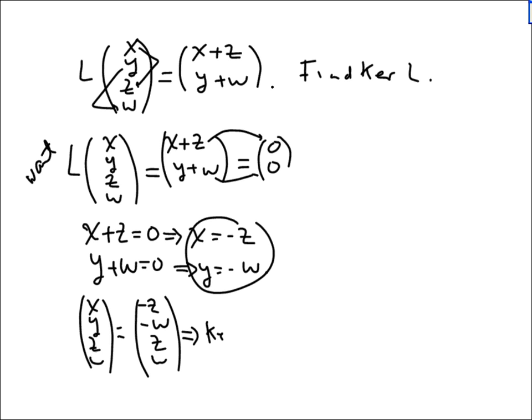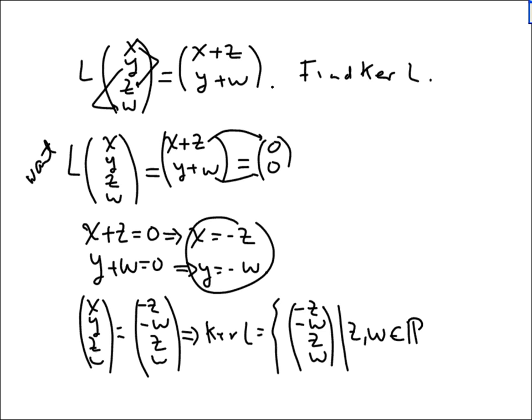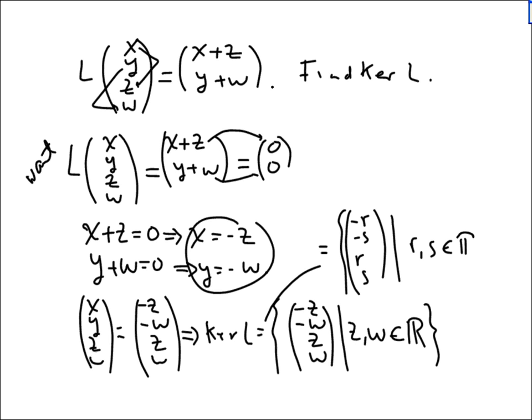That means the kernel of L is the set of vectors in this form: negative Z, negative W, Z, W, such that Z and W are real numbers. If you wanted to, instead of using Z's and W's, you can use R and S for the third and fourth, negative R, negative S, such that R and S are in the set of real numbers. That's the kernel.